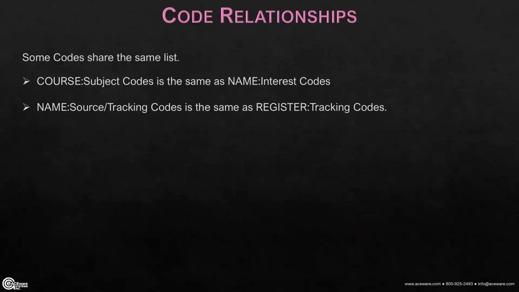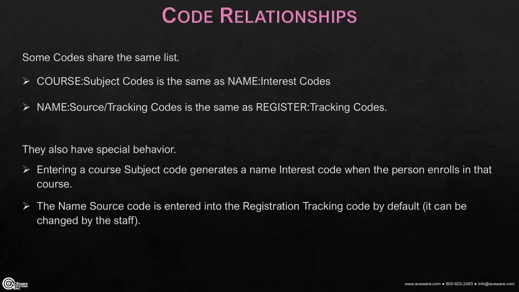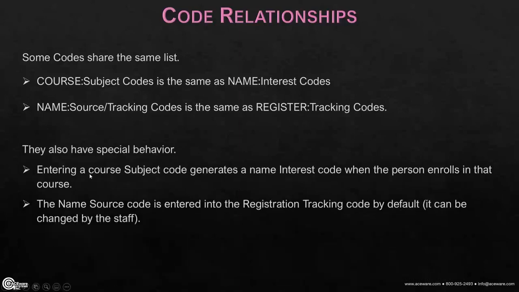Code relationships. There are some codes that share the same code list. For instance, subject codes and interest codes are the same between names and courses. On the name, source code and the registration tracking codes use the same source code identification list. And again, some of them have special behavior. Entering a course subject code automatically logs the interest code to the name. And again, the registration tracking code, if the name has a source code, by default gets dropped into the registration tracking code.